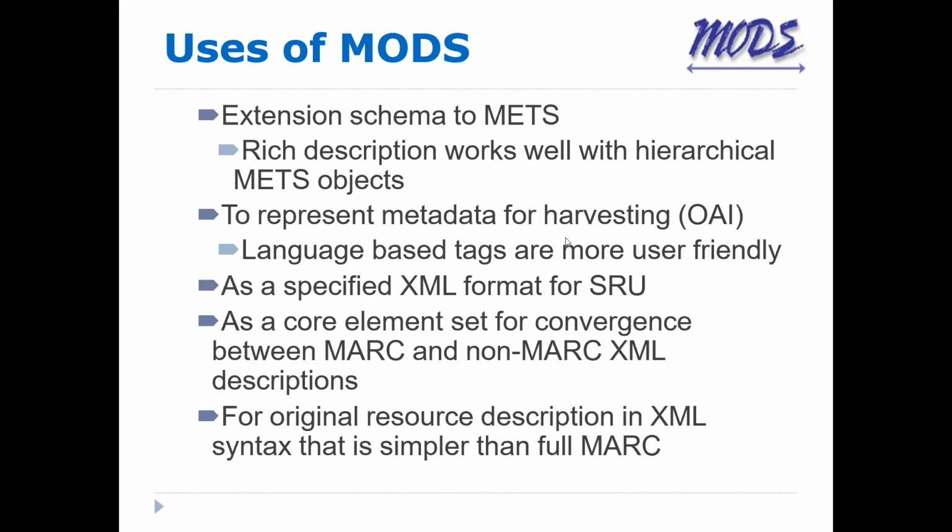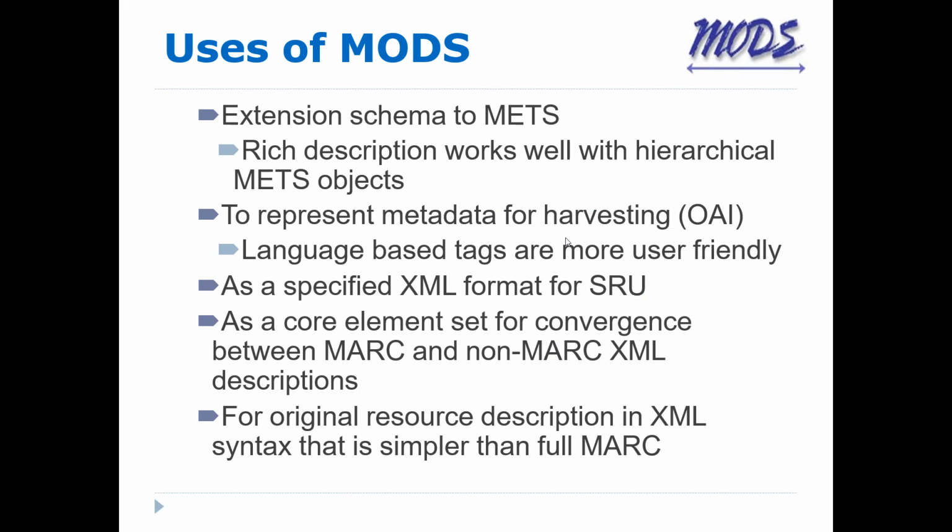The language-based tags are certainly more user-friendly because you don't have to know what all the numbers mean as if you were looking at a MARC record, and it's also a simplified set. It can use a specified XML format for search retrieval by URL, and search retrieval by URL is like an API thing. So it is a way to get to a data stream to be able to do harvesting.